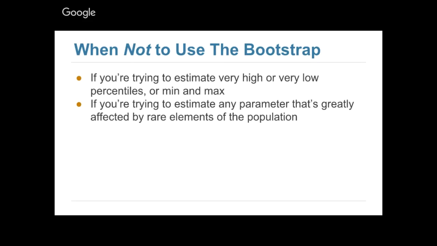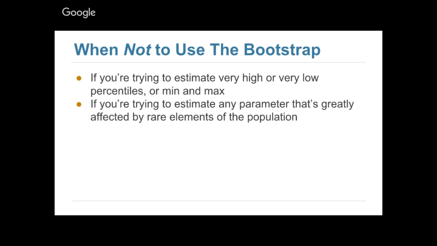Even if I'm trying to estimate the median, if my distribution was U-shaped, so it looks like this, I get a lot of values here and a lot of values here, but I don't really get the median of my distribution very often. Even in that case, I'm not going to get a good estimation of the median if I bootstrap it, because it just doesn't appear very often. You want what you're estimating to appear pretty often in your sample so you can bootstrap accurately.